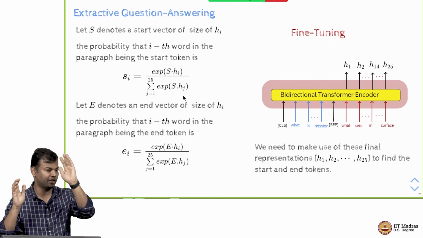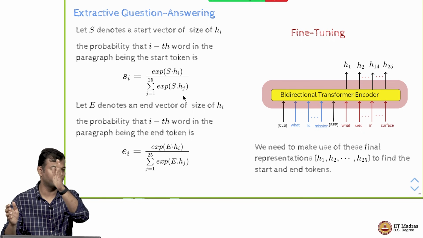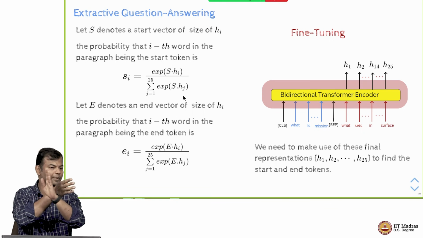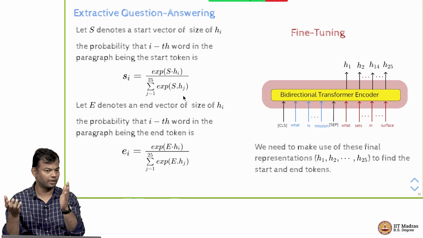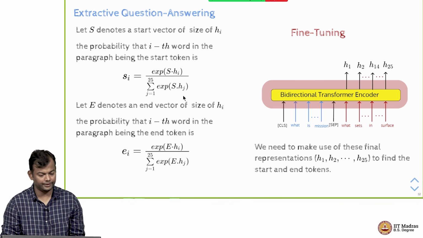Of course, the end token has to be greater than the start token. The start token cannot be token number 7 and the end token be token number 2; that cannot happen. If that happens, you just say the answer does not exist because you are not getting a valid span in the paragraph. So let us look at this.